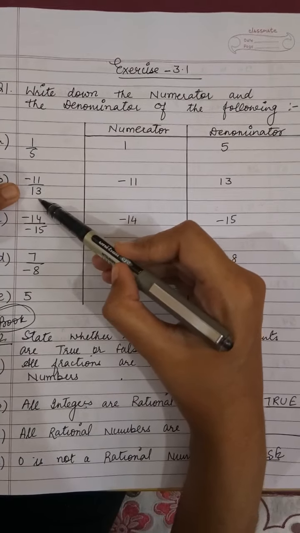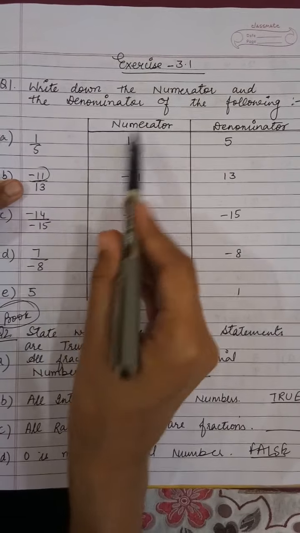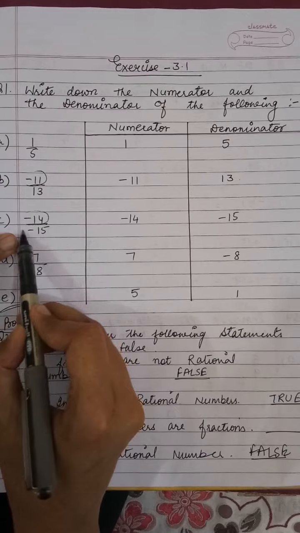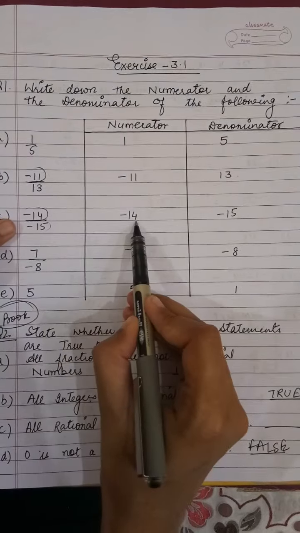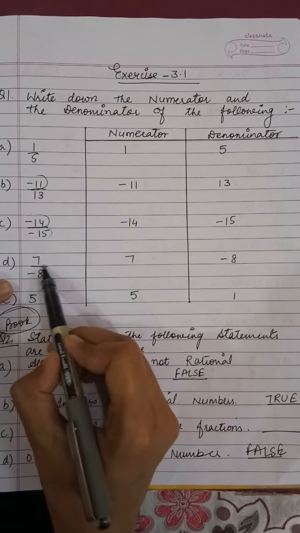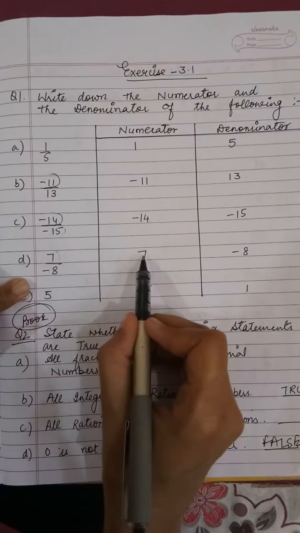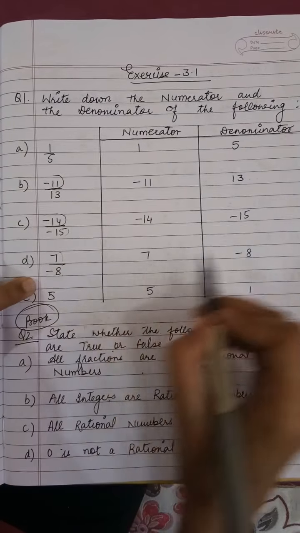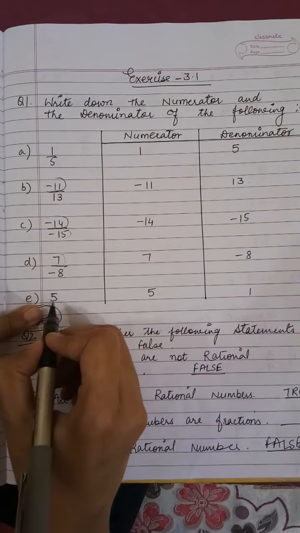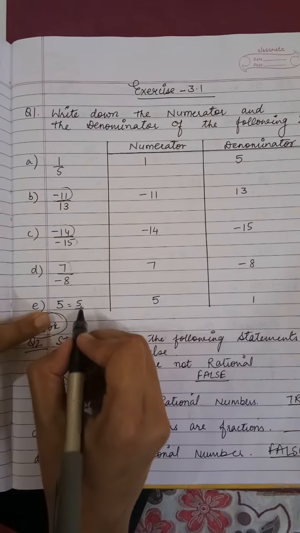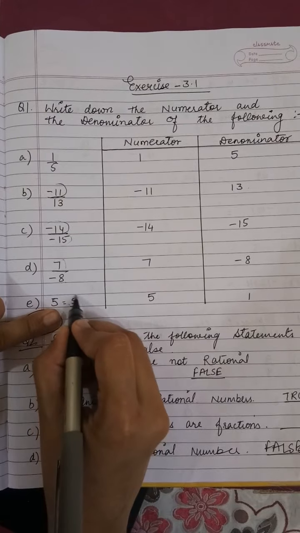Minus 11 upon 13. Minus 11 is the numerator and 13 is the denominator. Minus 14, minus 15. Minus 14 is the numerator, minus 15 is the denominator. 7 upon minus 8. 7 is the numerator and minus 8 is the denominator. You have to take the sign of minus. Next is 5. Now this 5 means 5 upon 1. When this 5 upon 1 is there, then 5 is the numerator and 1 is the denominator.